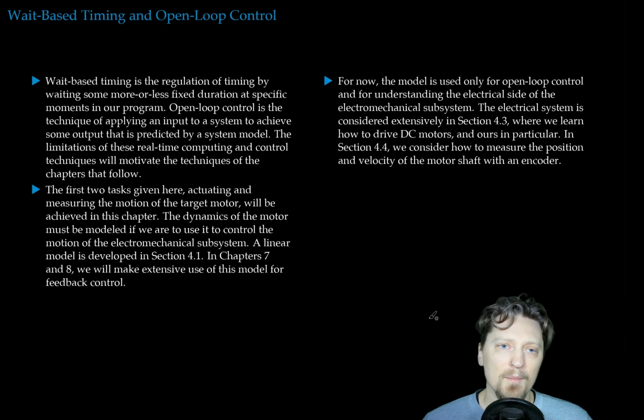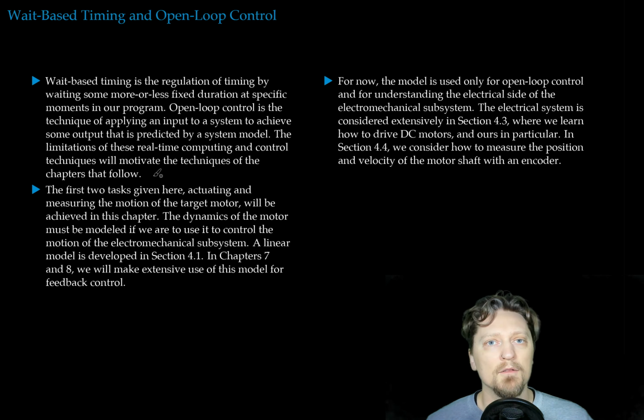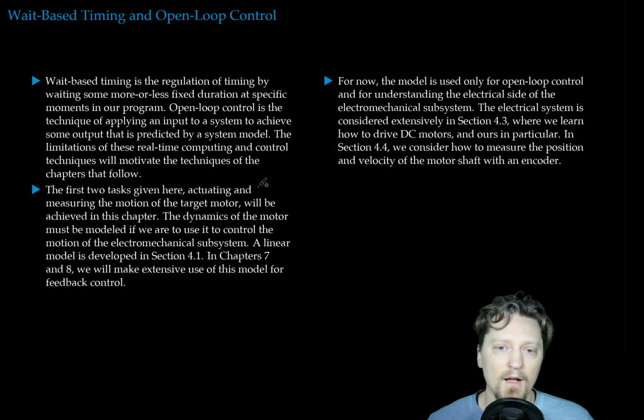Okay, a little introduction to wait-based timing and open-loop control. Wait-based timing is the regulation of time by waiting some more or less fixed duration at specific moments in our program. Open-loop control is the technique of applying an input to a system to achieve some output that is predicted by a system model. The limitations of these real-time computing and control techniques will motivate the techniques of the chapters that follow. The first two tasks given here, actuating and measuring the motion of the target motor, will be achieved in this chapter. The dynamics of the motor must be modeled if we are to use it to control the motion of the electromechanical subsystem.